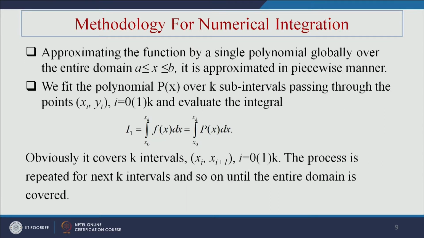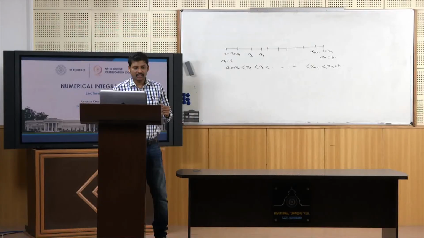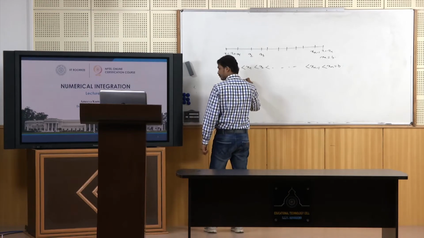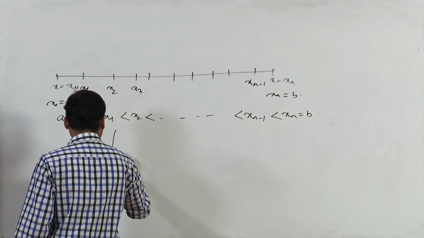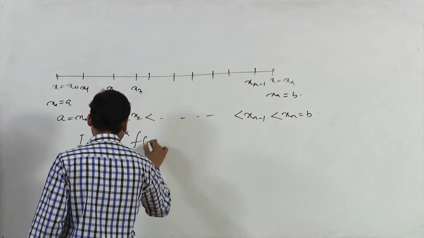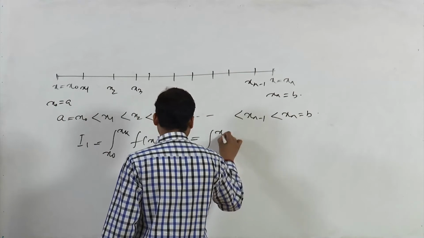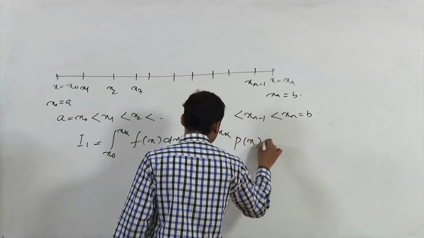If we approximate this function with a polynomial, or want to fit the polynomial p of x over k sub intervals, passing through the points xi, yi, i equals 0, 1, 2 up to k, and evaluate this integral, then we can write I1 as the integral from x0 to xk of f of x dx, or we can write this as the integral from x0 to xk of p of x dx.